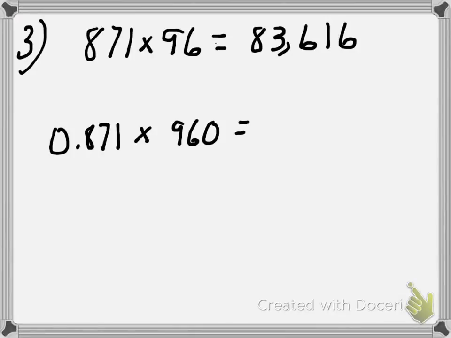Now for number 3, given that 871 times 96 is 83,616, how much is 871 thousandths times 960? So a couple ways we can do this. We know that this will have to have the same exact numbers in the answer. The difference is going to be maybe a decimal point and zeros. So we could take a look and see what they did with the decimal points.